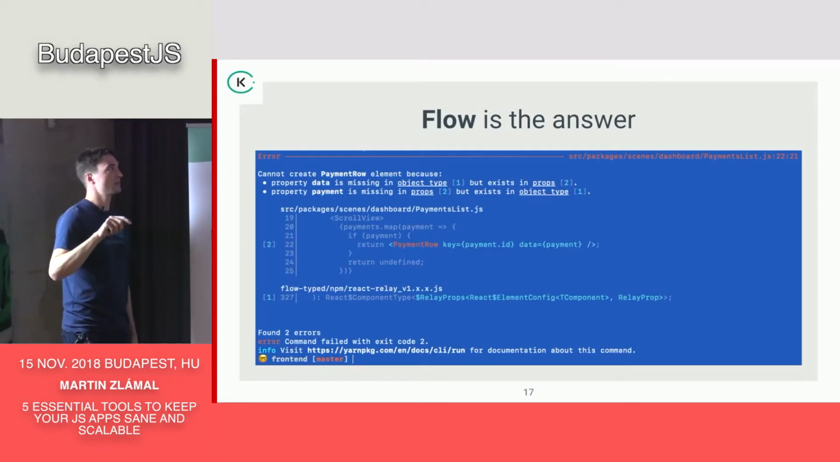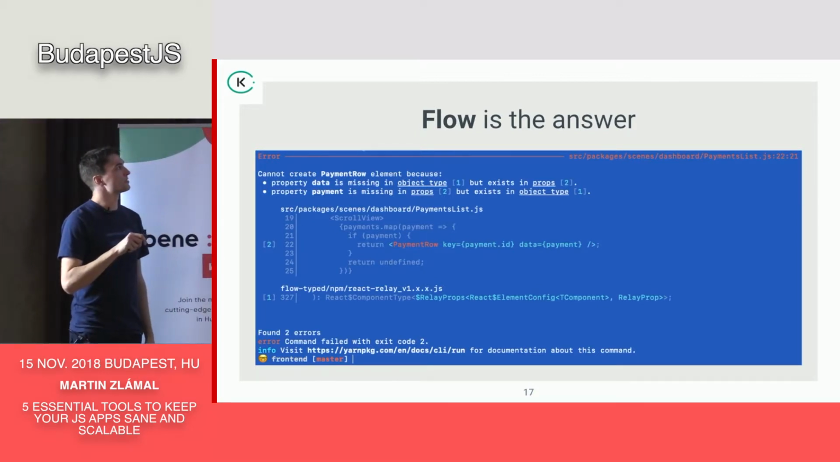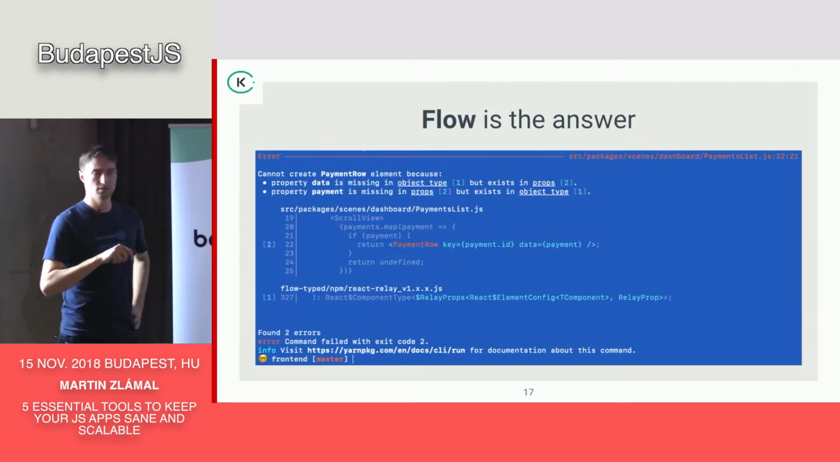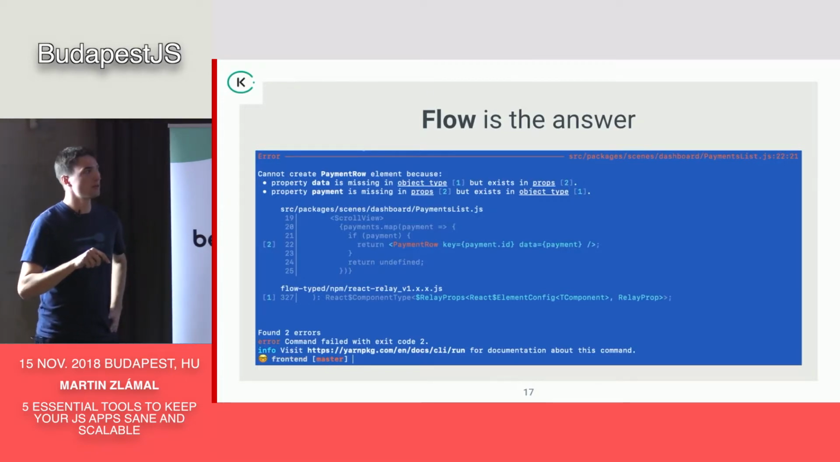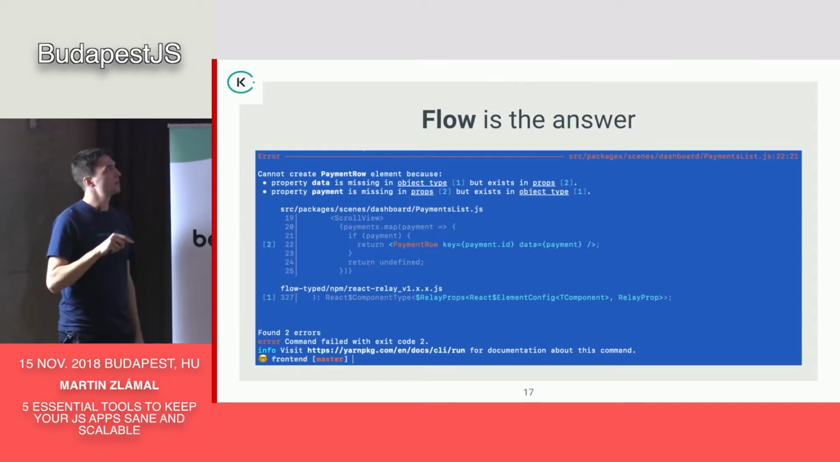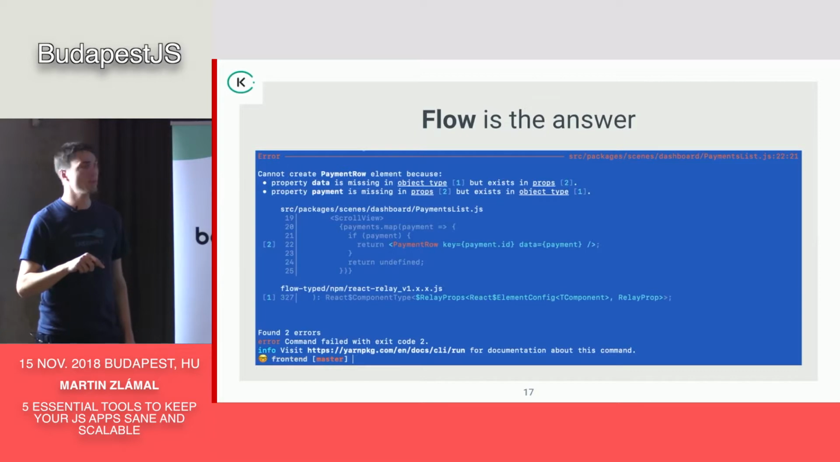There are two rows. It's basically the same error message, but written twice a little bit differently. So the first row says that property data is missing in the first type, which is something like this. Don't worry about it now. But property data exists in props, the second type, which is here. So in other words, I am using data here, but I should not, because it exists somewhere else. And you can read it differently. So property payment is missing in the second type, which is here, but exists somewhere else. So in other words, I am not using property payment here, even though I should, because it's expected somewhere.